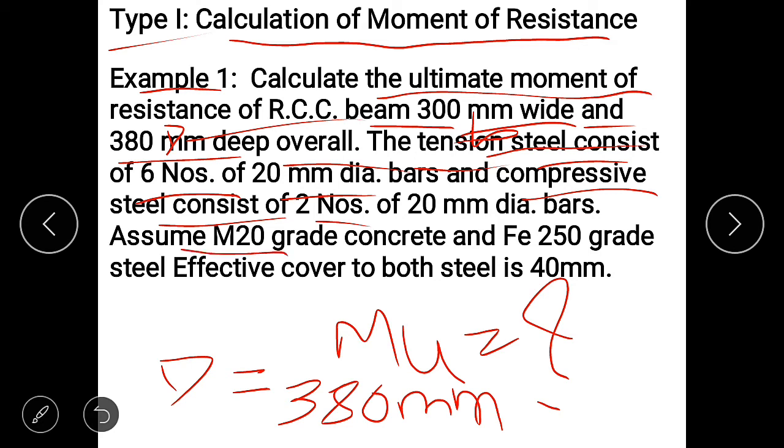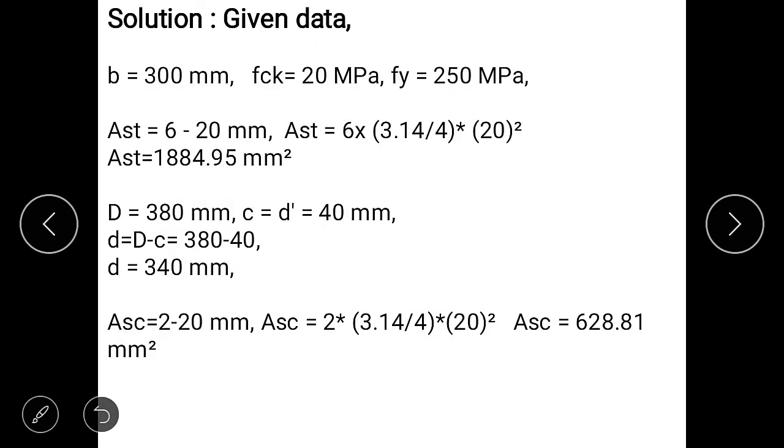So assume here the grade of concrete is 20 and the grade of steel is mild steel, Fe 250. The effective cover to both steel is 40, meaning both on the tension side and on the compression side, the cover is the same, 40.